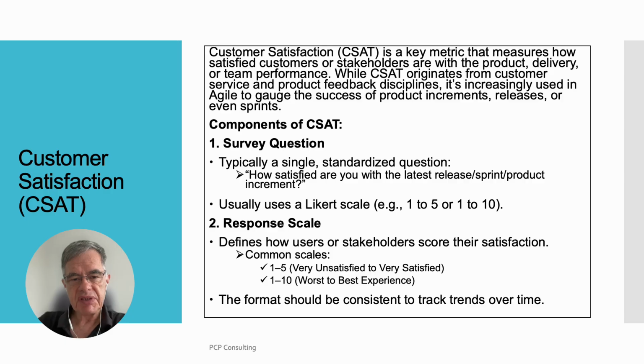The components of CSAT are survey question, typically a single standardized question: How satisfied are you with the latest release, sprint, product increment? A Likert scale is usually used, for example 1 to 5 or 1 to 10. The response scale defines how users or stakeholders score their satisfaction. Common scales: 1 to 5, very unsatisfied to very satisfied; 1 to 10, worst to best experience. The format should be consistent to track trends over time.